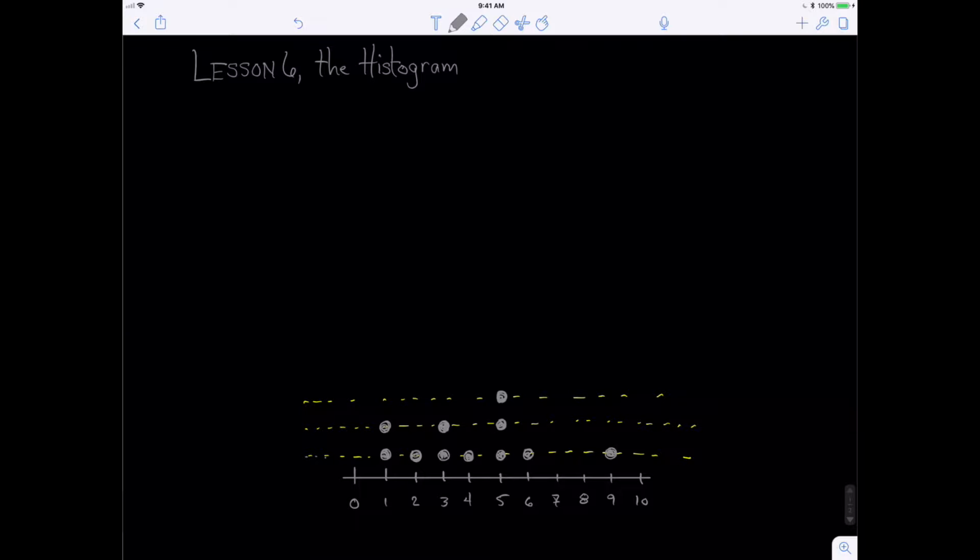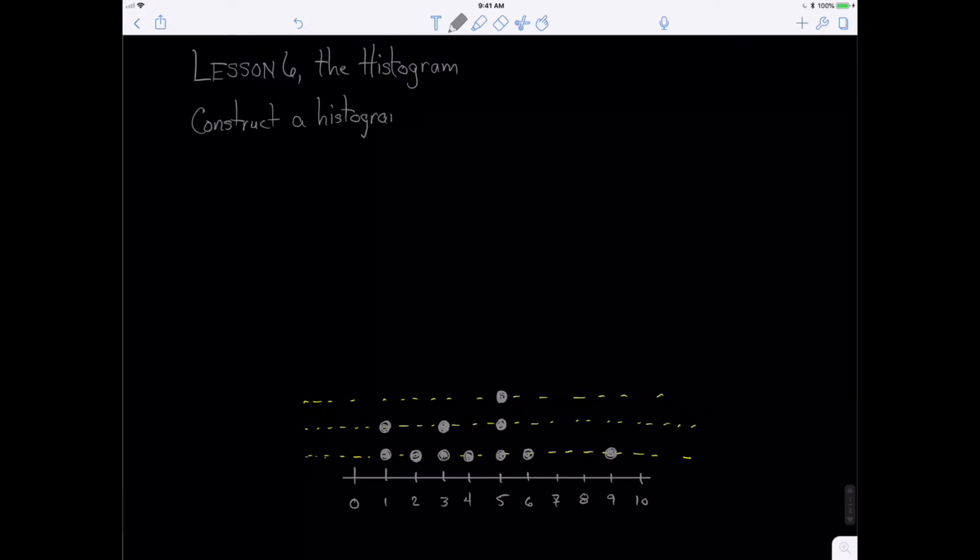Hi, this is lesson 6, part 2, where we're going to construct a histogram. So we're going to make a histogram using the dot plot in the prior video. So that's what we're going to do. We're going to construct a dot plot, or I'm sorry, construct a histogram this time. And we'll see what this means with 5 classes.